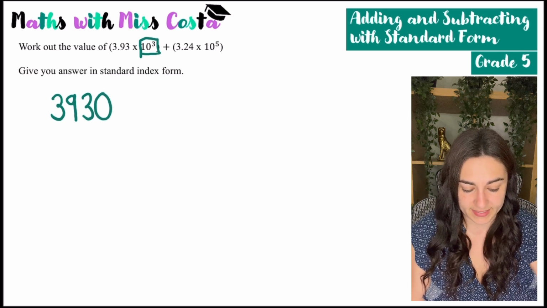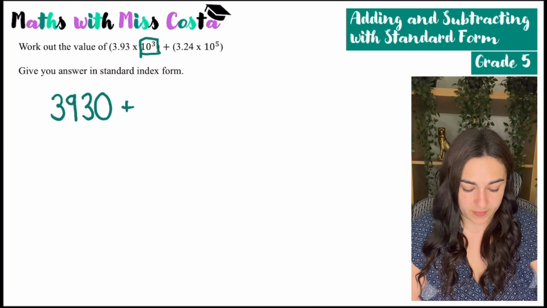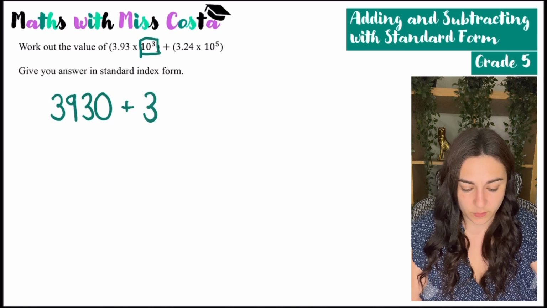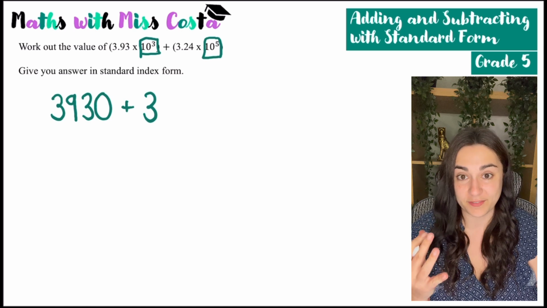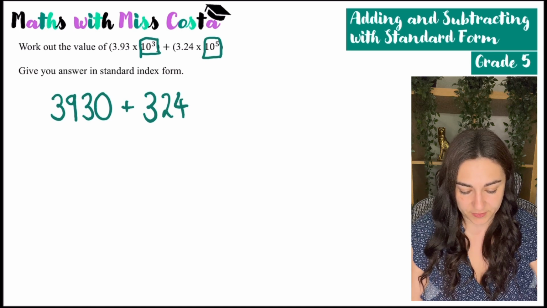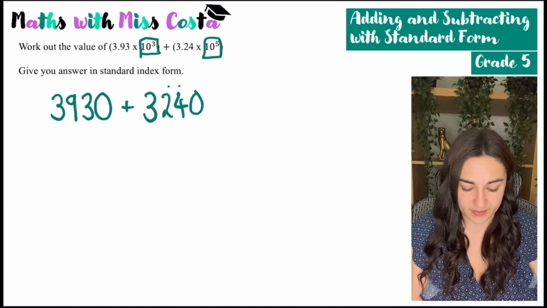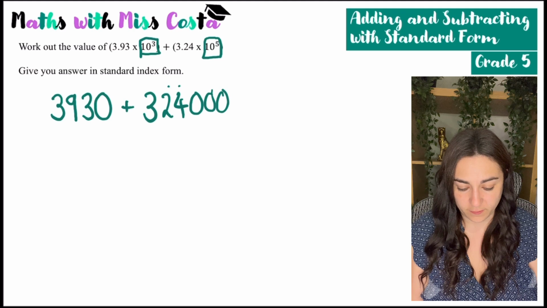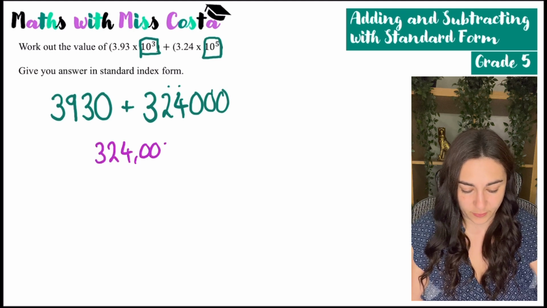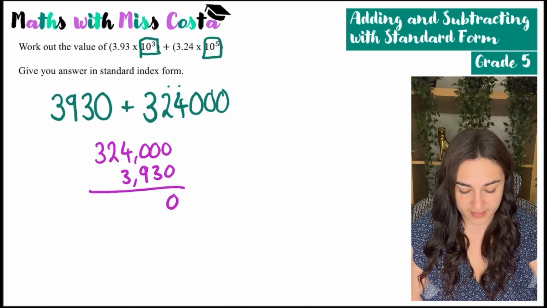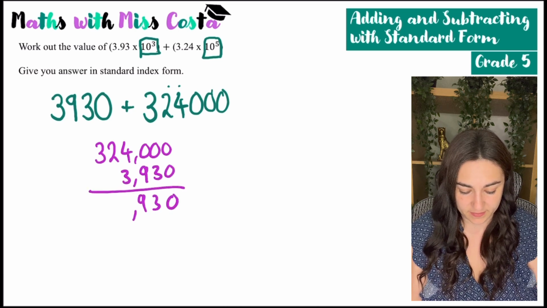9, 3, and then a 0. And then I'm adding 3.24, so I'd write the 3, and then it's to the power of 5, so 5 digits after the 3, so 2 and the 4 are already there, so 1, 2, 3, 4, 5. So I'm essentially just adding 324,000 with 3,930. So I can just add them together.